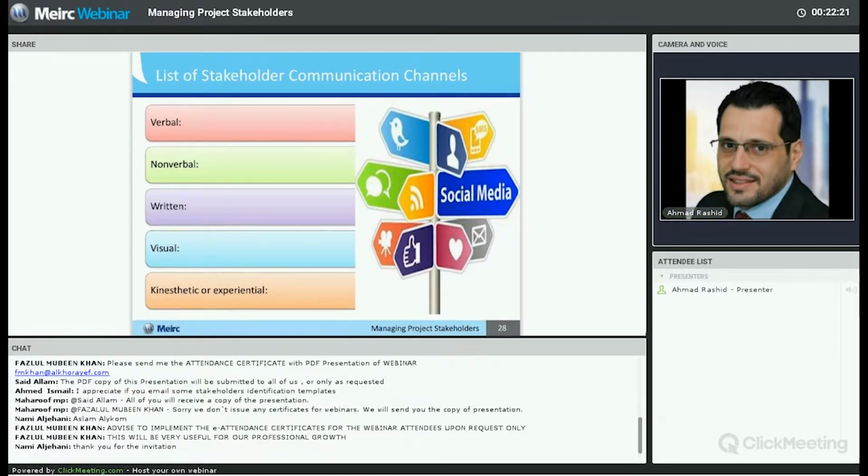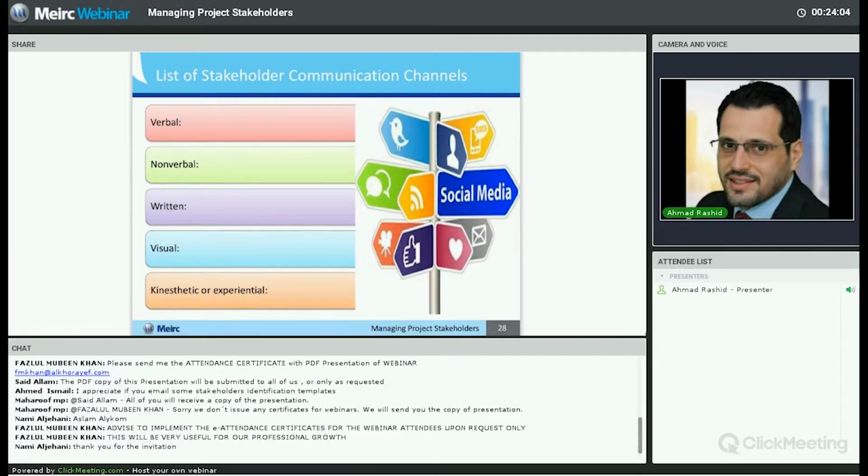You can use also written channels such as emails, papers, whiteboards. You can use visuals, and you can use kinesthetic or experiential tools and techniques such as case studies, hands-on practice or activities in order to communicate something to your stakeholders. So the advice here is that you need to use all of these communication channels in order to make sure that all of them are engaged with you. So I always refer to what we call a holistic approach of communication. You cannot depend only on one tool of communication.